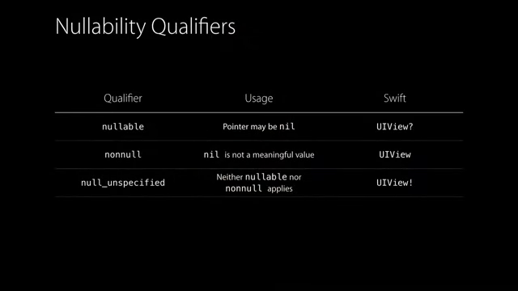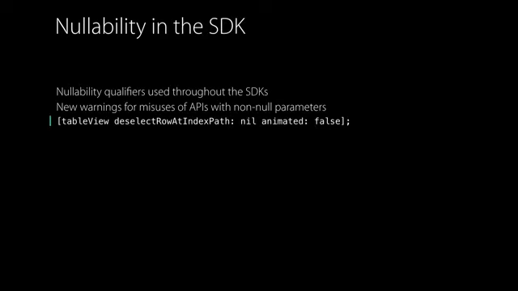We also have a third qualifier, and that is null unspecified. This is for cases where neither nullable nor non-null is actually the right thing. And we map these into Swift as the same implicitly unwrapped optional you would get if we knew nothing about the pointer whatsoever. And the most important thing about nullability qualifiers is we've rolled them out throughout our SDKs. All right, so instead of just covering a couple of core frameworks, we've covered the majority of the SDKs. So this gives a much, much better Swift experience with true optionals where they actually matter and non-optionals everywhere else.